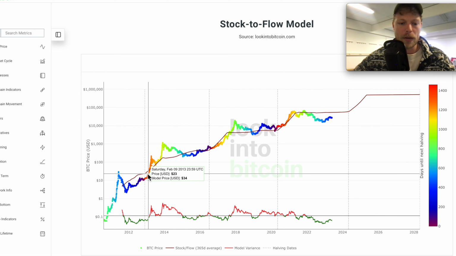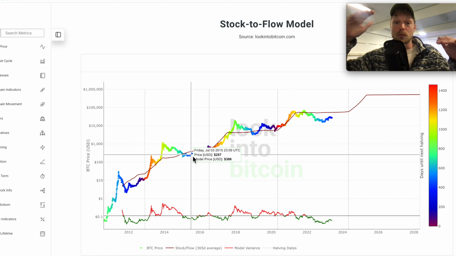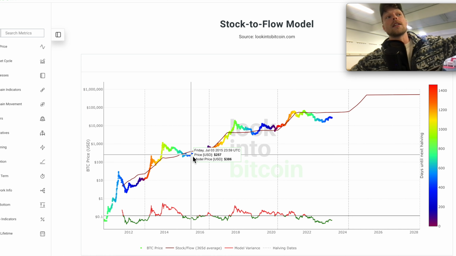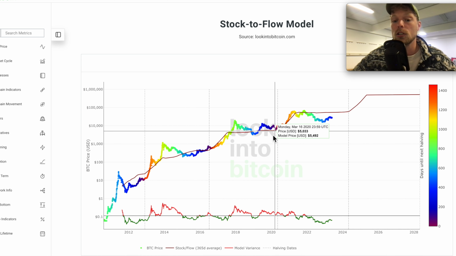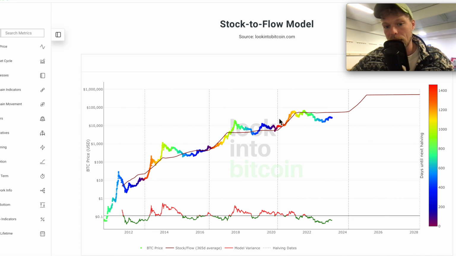Let me first go back to what this chart is saying. So the stock to flow model is basically the flow in comparison to the stock, which actually is supply and demand. The demand is increasing and the newly created supply is decreasing, which eventually should create a price movement that goes upwards. Then the colors right here represent the days until the next halving. So when it goes red, it is the halving. So they just represent time basically.